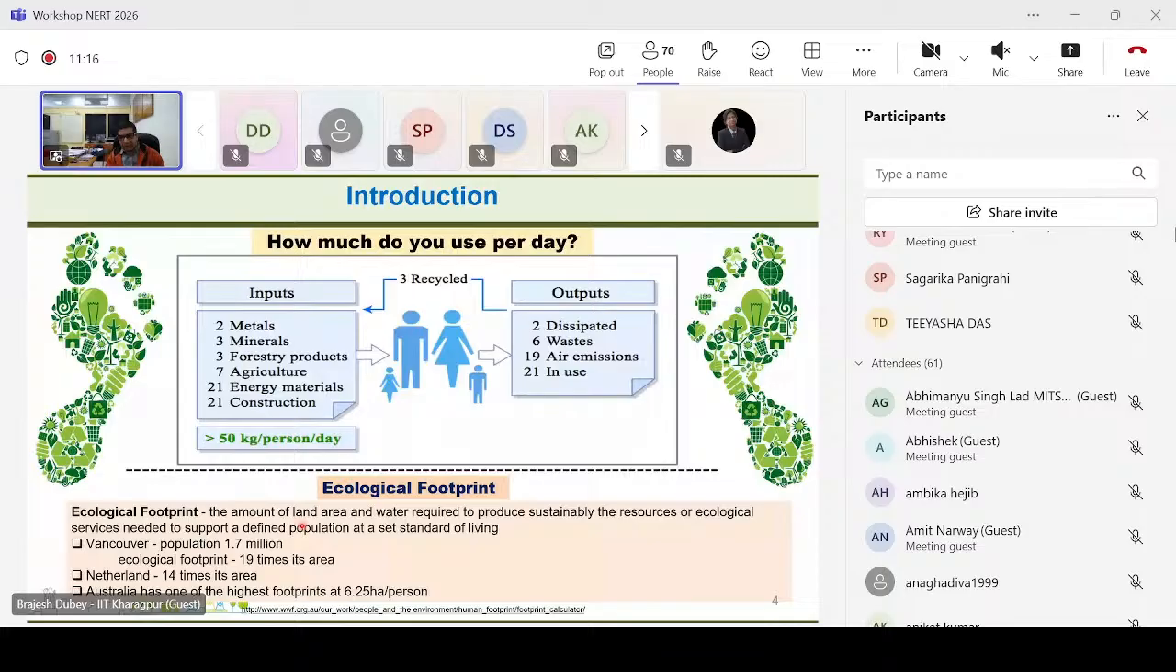Netherlands, 14 times its area. Australia has one of the highest footprints, 6.25 hectares per person, because Australia's population is very low. When you divide by population, if the denominator is low, your value will be higher. And the numerator is higher in Australia because Australia is a huge country. They have to maintain all that infrastructure, so they consume lots of resources.